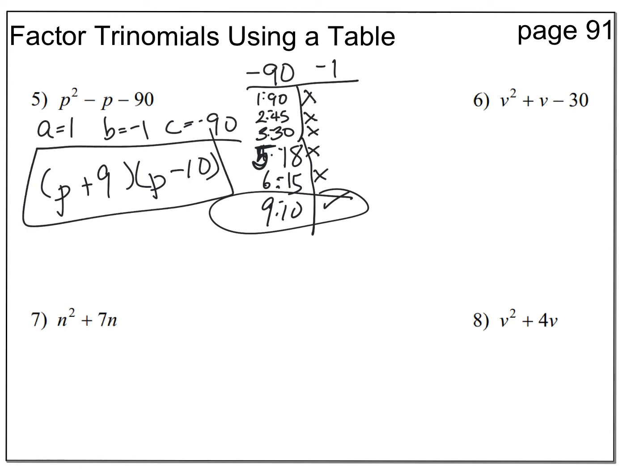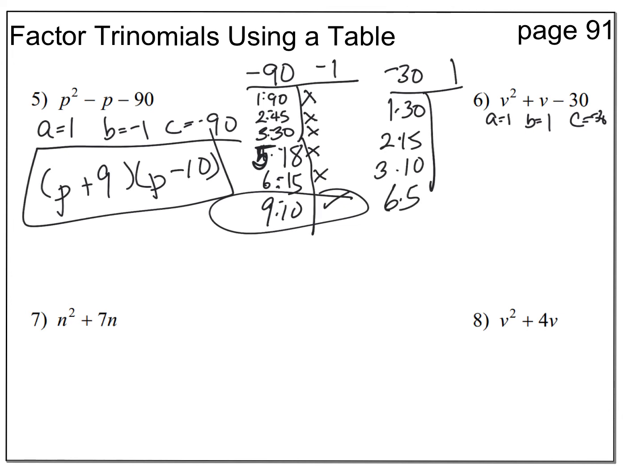For the next one, a is 1, b is 1, c is negative 30. Factors of a times c, so negative 30, sum of 1. Factors of 30, 1 times 30, 2 times 15, 3 times 10, 6 times 5. I want a positive 1 for a sum, so that means my smaller number is going to be negative.